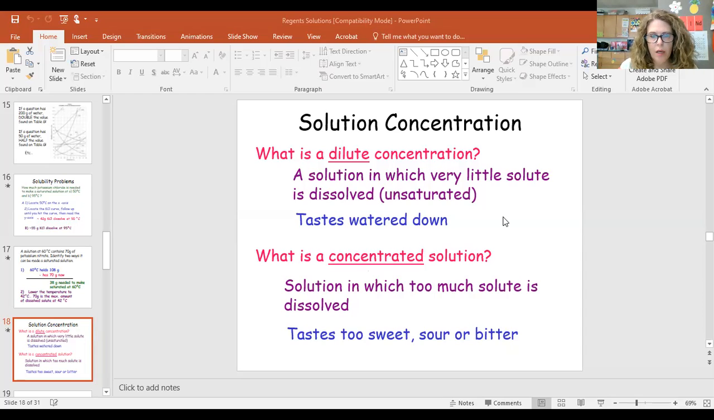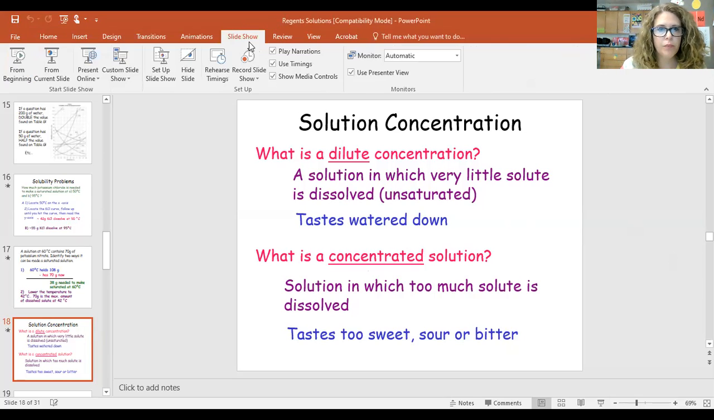All right, so we are now going to be talking about solution concentration in our notes. You're going to need your reference tables. So we're going to be using table T because we're going to be doing some calculations. And you actually might need your periodic table because we might be looking at a review of moles and gram formula mass.